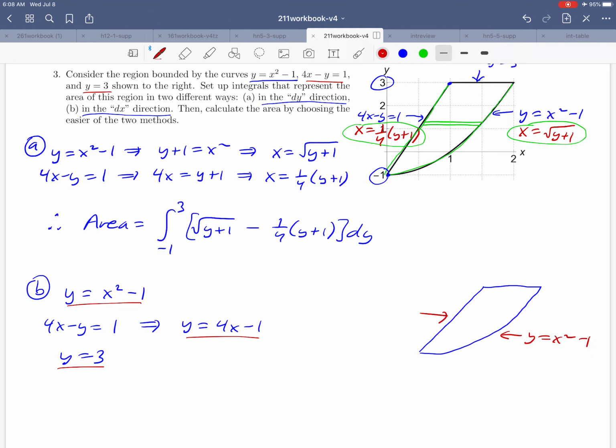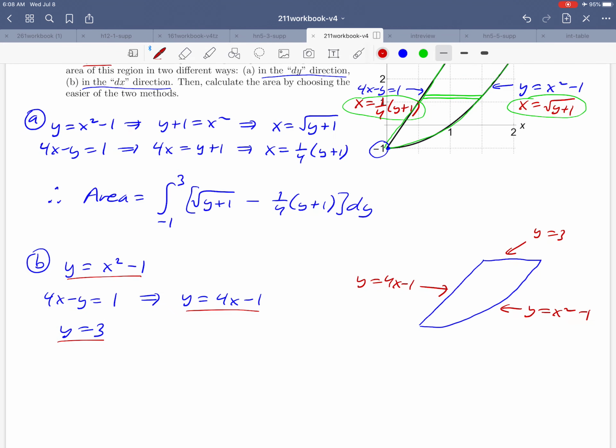Okay, we've got the line y equals 4x minus 1, and we've got the horizontal line y equals 3. Now how would we set up an integral in this case? Well, integrating in the dx direction, we want to think top curve minus bottom curve. From the picture, I can see the bottom curve of this region is going to be the parabola that I'm highlighting here. What is the top curve of the region?